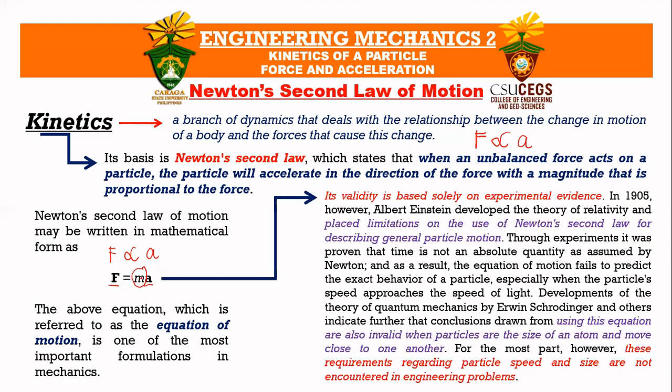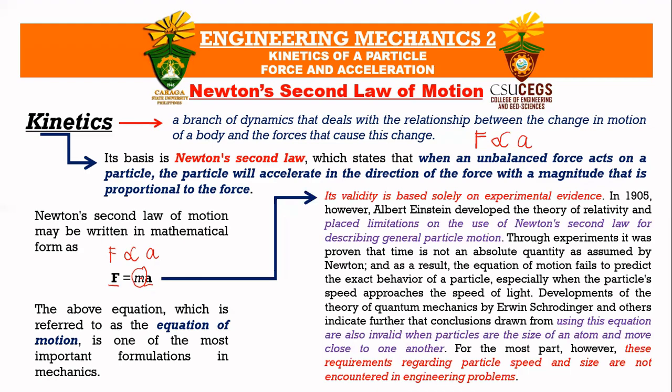Newton's second law's validity is based solely on experimental evidence. In 1905, Albert Einstein developed the theory of relativity and placed limitations on the use of Newton's second law for describing general particle motion. Experiments proved that time is not an absolute quantity as assumed by Newton, and as a result, the equation of motion fails to predict the exact behavior of a particle, especially when the particle's speed approaches the speed of light.